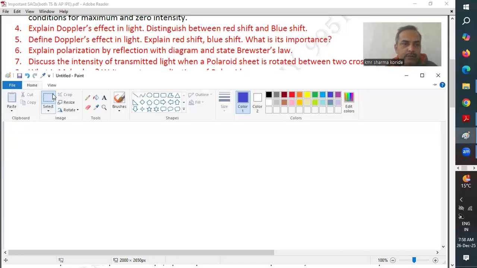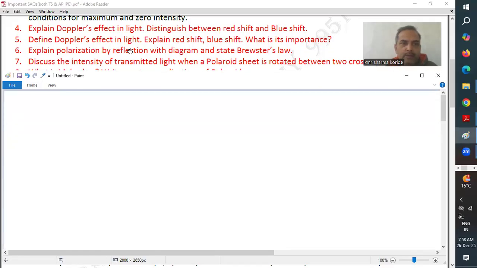Let us continue. Discuss the intensity of transmitted light when a polaroid sheet is rotated between two crossed polaroids.